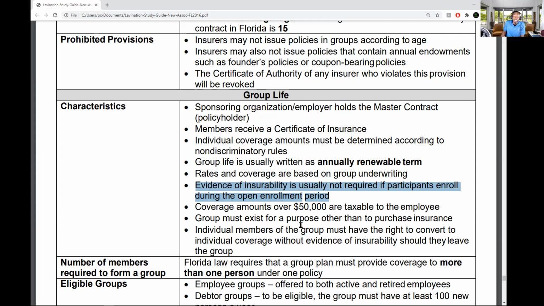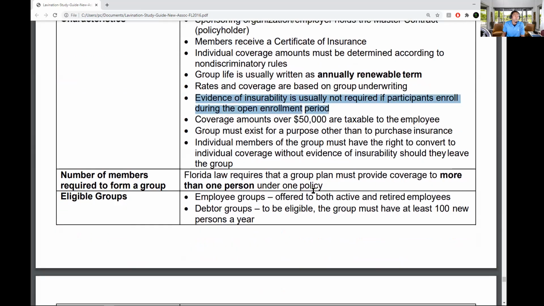The group must exist for a reason other than just buying insurance. You cannot just form a group because you don't qualify to buy insurance. A group of people can't say, listen, since we cannot qualify for insurance, let's create a group so we can buy insurance. You can't do that. And also the group must be in existence more than a year. Okay, individual coverage without evidence of insurability should they leave the group. Also, just like I mentioned, the group must be there more than a year.